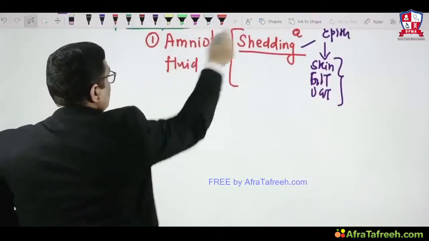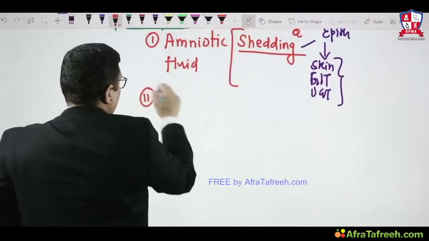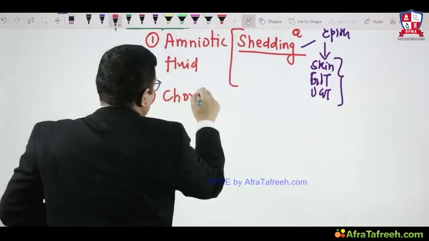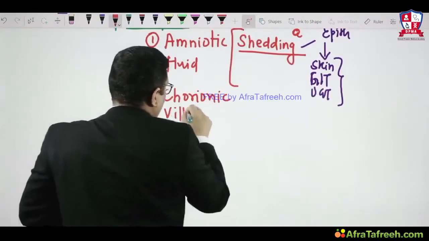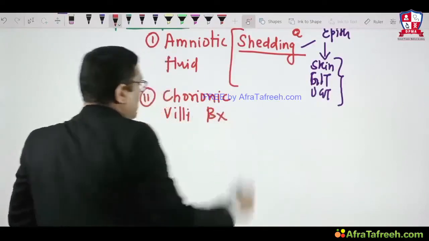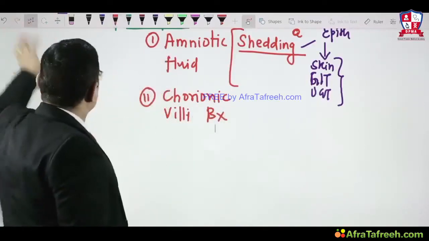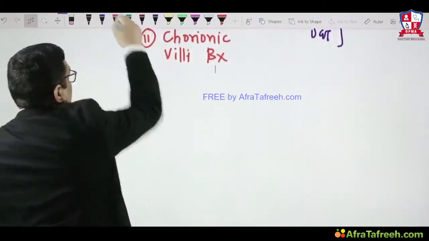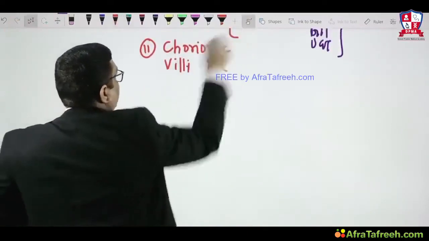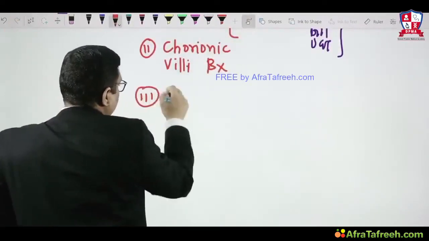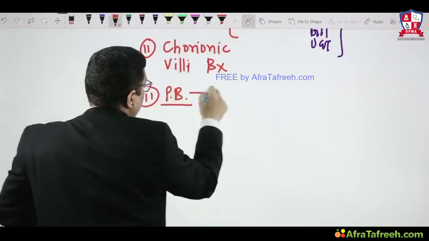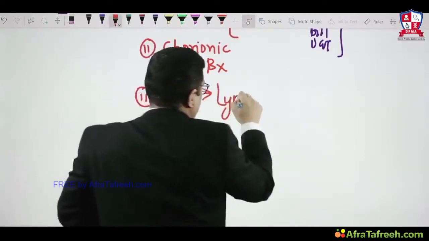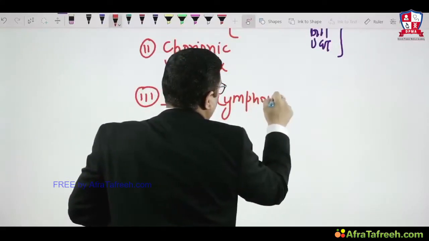Second sample which we are using very frequently is the chorionic villi biopsy, right? So chorionic villi biopsy will be used. Third sample, we can use peripheral blood, and in peripheral blood only one cell which we can use is the lymphocytes, right? So we can use lymphocytes.